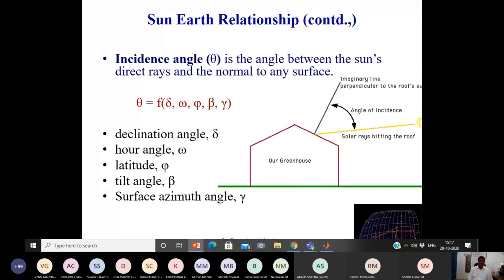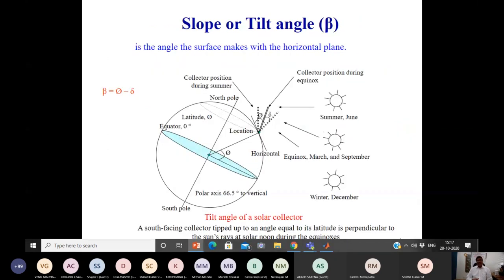Surface azimuth angle we can control, and the tilt angle also, that is beta. This inclined line's angle to the ground or the horizontal surface, we are calling the tilt angle beta. So this beta and surface azimuth angle are in our control. These two can be controlled to make the minimum incidence angle. That is the main working principle of this solar geometry.